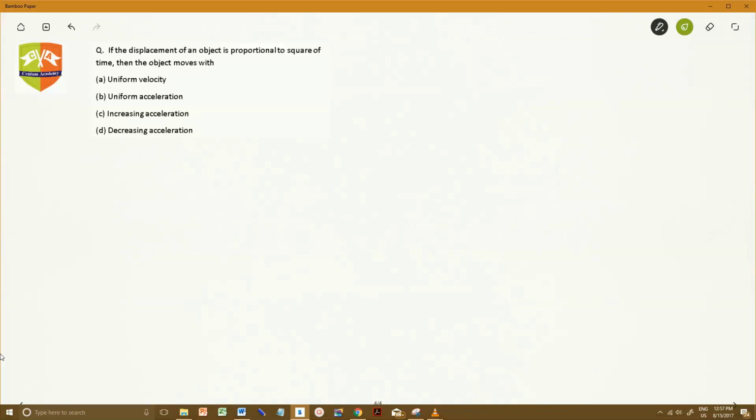Hi. In this question, it's given that the displacement of an object is proportional to square of time, and we have to ascertain whether the object moves with uniform velocity, uniform acceleration, increasing acceleration, or decreasing acceleration. So, in this question, we'll be using whatever equation of motions knowledge we have.